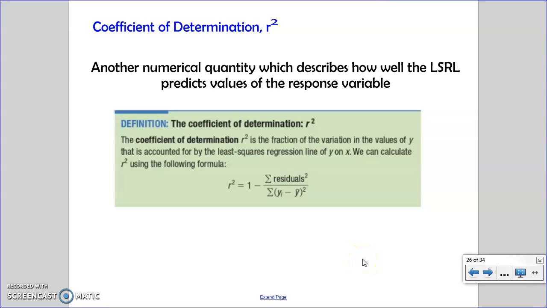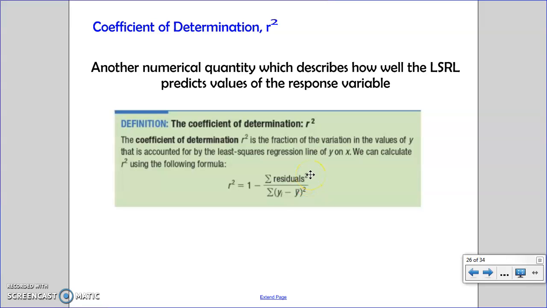The other bit of information that we can use if the residual plot maybe isn't good enough for us to take a look at, or if lowercase s we're not sure about, the other thing we can use is something called the coefficient of determination. This is another thing that describes for us how well the least squares regression line predicts our values of our response variable, which again is our whole reason why we're here in chapter 3. We're trying to come up with ways to predict the response variable. So as you can see here, r squared is 1 minus the residuals divided by y sub i minus y bar.